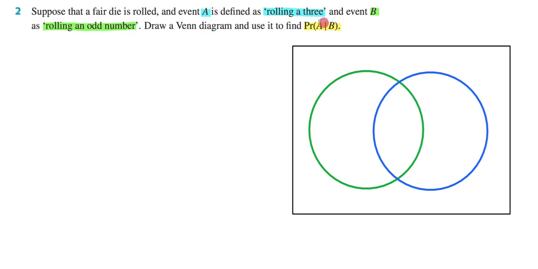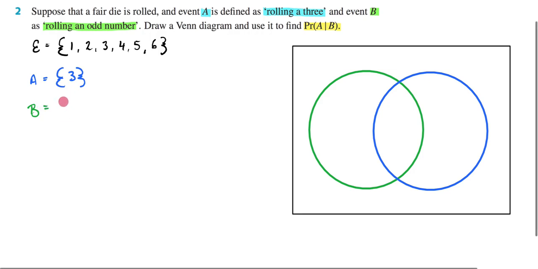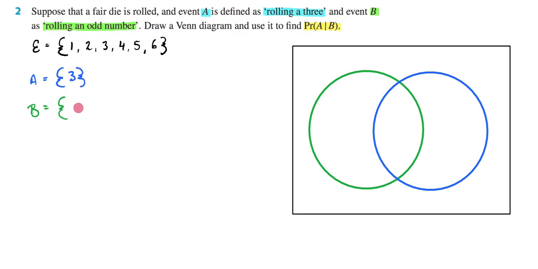So this will be our end result, figuring out the probability of A given B. But before we get there, we need to draw a Venn diagram. So we're going to have to write down some key pieces of information. The first of which is going to be my sample space, which is going to be 1, 2, 3, 4, 5, 6, because we're rolling a 6-sided die. We're also told that we have event A, which is rolling a 3. And we also have event B, which is rolling an odd number. So it's going to be 1, 3, 5.